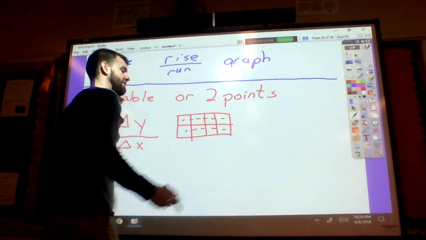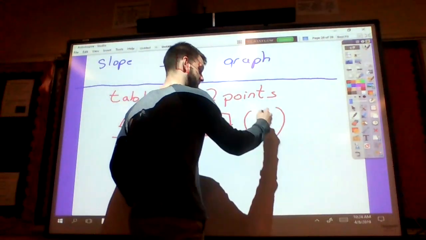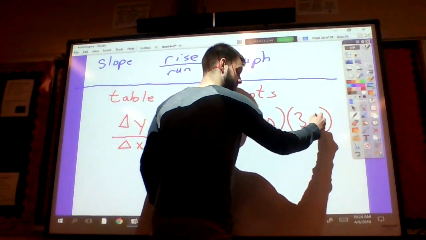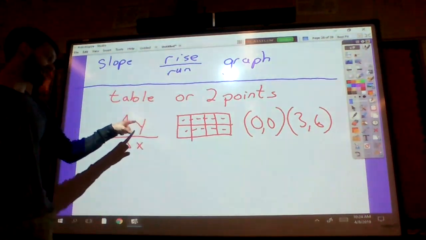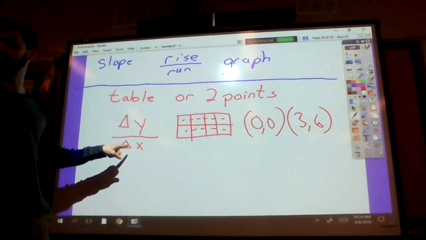A table will look like this with a bunch of stuff all in the table. 2 points will be like this. All right, and they both work the same way. You have to find how much the y is changing by over how much the x is changing by.